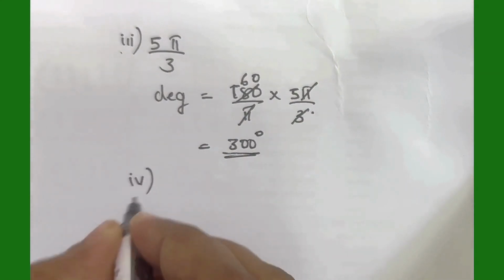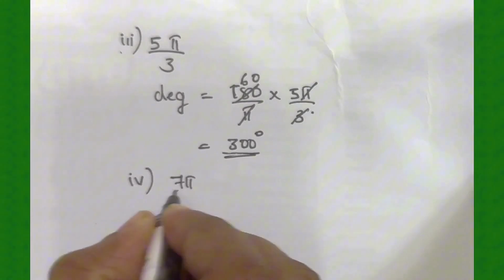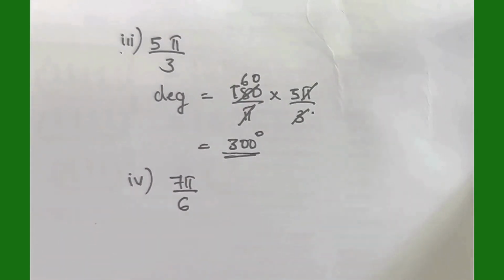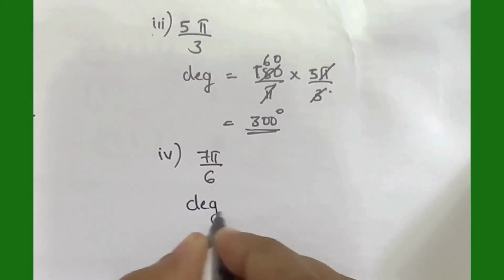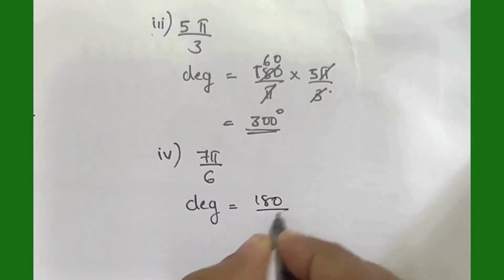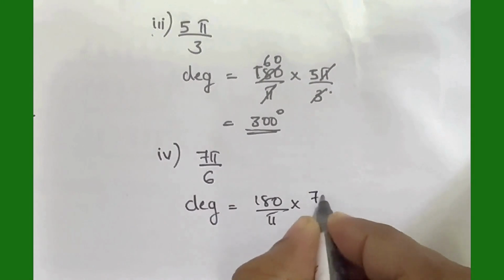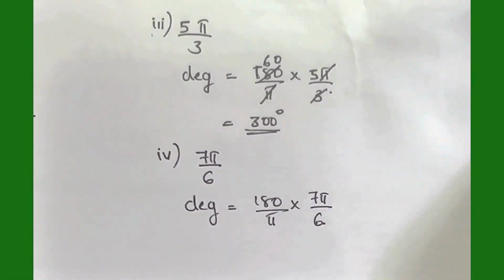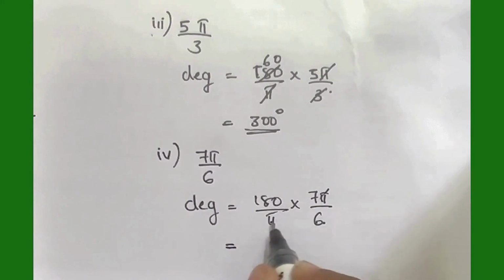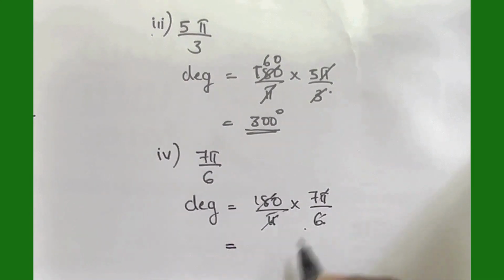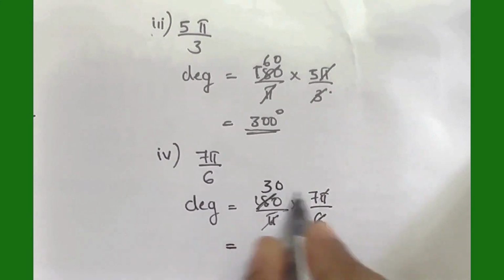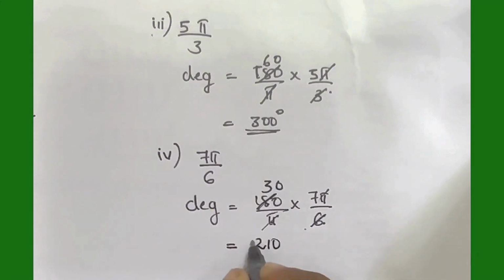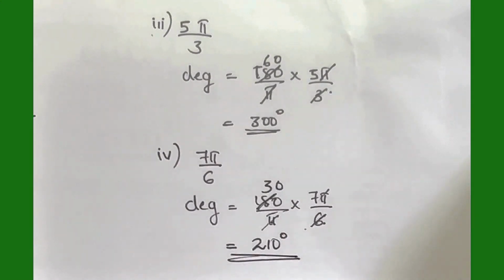Question number 4, 7 pi by 6. Use the same equation. Degree measure is equal to 180 by pi into 7 pi by 6. Now cancel the terms: pi and pi get cancelled. 180 divided by 6 is 30, 3 times 6 is 18. So 30 into 7 means 210. 210 degree is the degree measure.